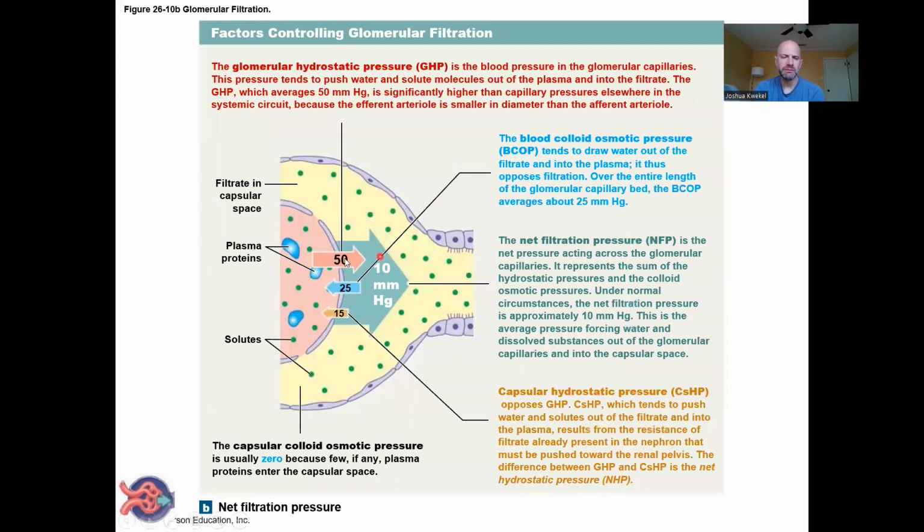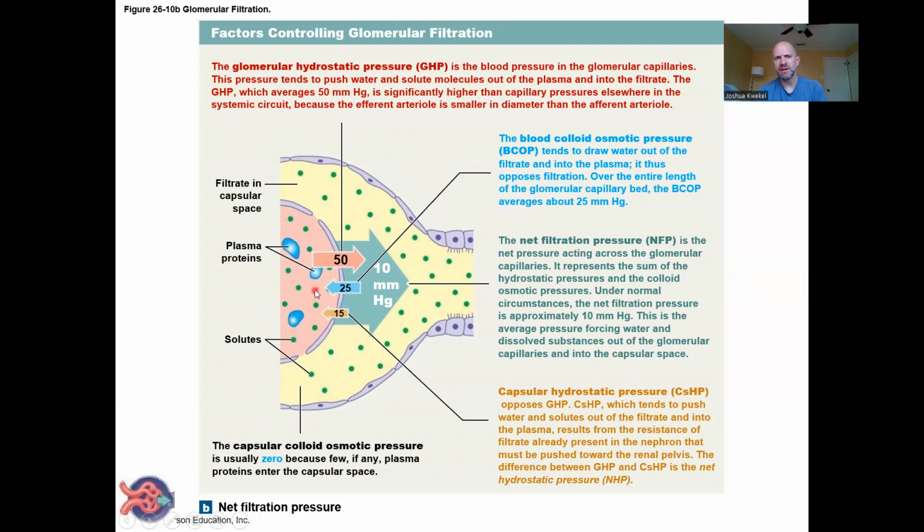So here we go. The blood pressure is exerting the glomerular hydrostatic pressure of about 50 millimeters of mercury. The blood colloid osmotic pressure is pulling back about 25 millimeters of mercury. And this capsular hydrostatic pressure exerts a small pressure. There is some fluid in the capsule here, and so it is exerting some small push from the Bowman space back into the glomerulus, but it is small.